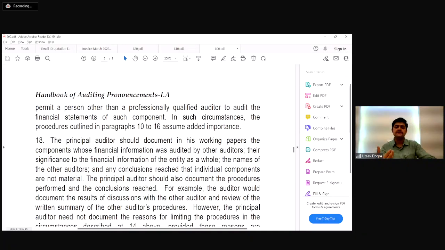Likewise, I have said that if the other auditor is also a part of the ICAI, reliance upon the audit report of the other auditor shall be easier. However, as in the same example I have already given, if the auditor is not a part of ICAI and by law another person is doing the audit of the component of the company, then the principal auditor must do extra procedures, and as has been said in paragraphs 10 to 16, their importance increases itself.